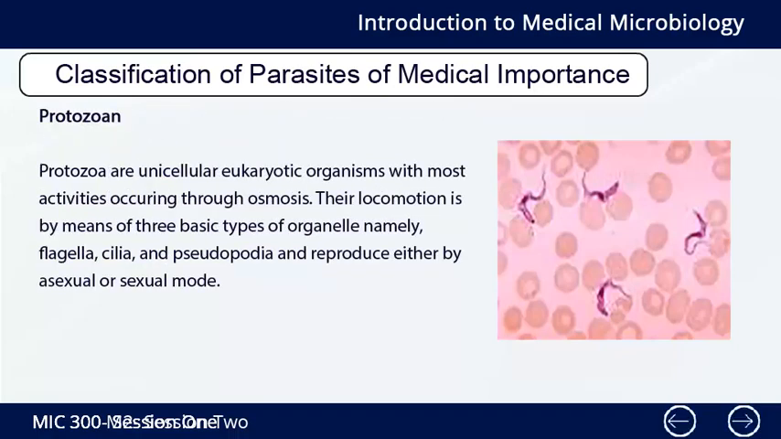Protozoans. Protozoa are unicellular eukaryotic organisms with most activities occurring through osmosis. Their locomotion is by means of three basic types of organelle, namely flagella, cilia, and pseudopodia, and they reproduce either by asexual or sexual mode.